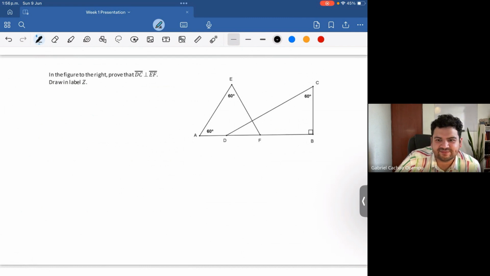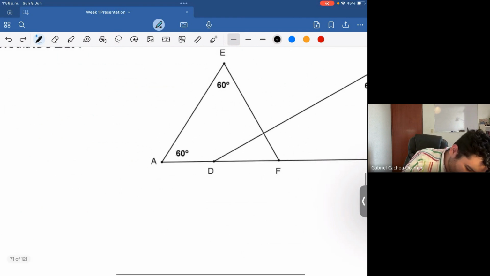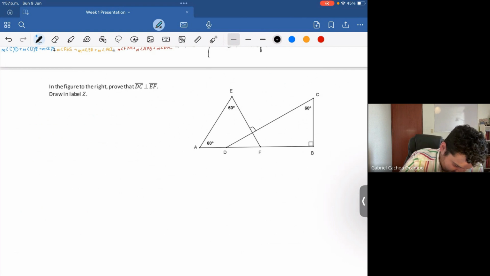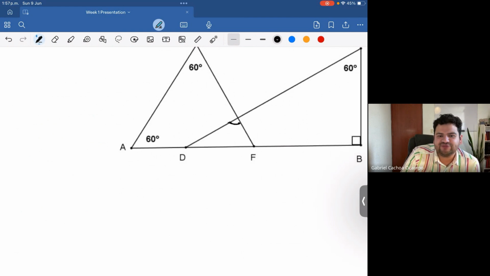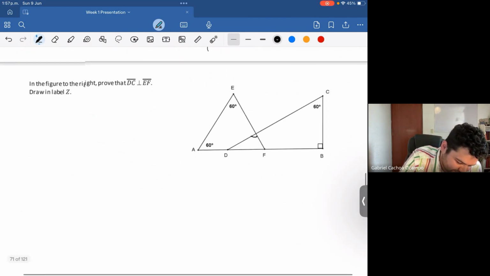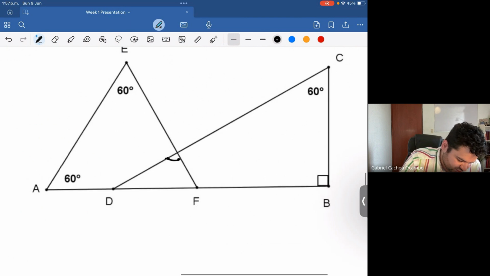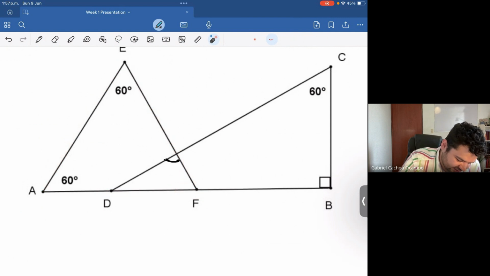So DC and EF are perpendicular. So that means that DC and EF have a 90-degree angle here. Sorry, we want to prove that these two are perpendicular. So we want to find this angle and prove that that is a 90-degree angle. So before, let's do our plan. If you look at this triangle, that is clearly an equilateral triangle because this is 60.